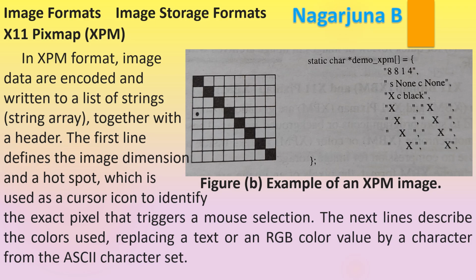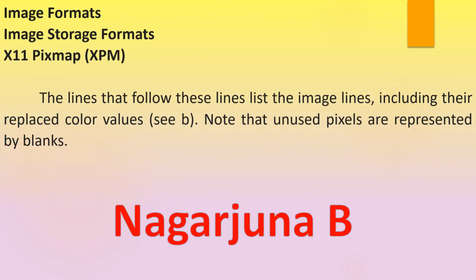You can observe in this particular diagram that the pixels which are unused are represented by blanks. Within the double quotes you can observe blank spaces. Those are the unused pixels. A pixel, as I told, is the smallest measurable unit of an image. So this is the description regarding the XPM image format of a Unix operating system.